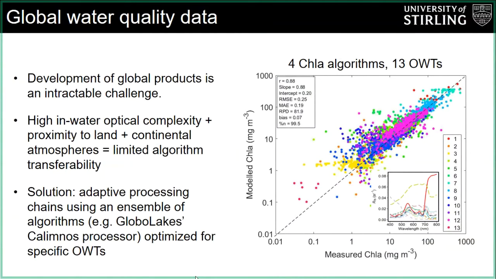So ourselves at the University of Stirling, with colleagues at the Plymouth Marine Laboratory and other groups working internationally, have been trying to solve this problem for a number of years, and one of the solutions that we've come up with recently is the development of an adaptive processing chain, where we're using an ensemble of algorithms that are tuned to specific optical water types, shown in the figure on the right-hand side of your screen. As part of the Global Lakes project, we were able to identify about 13 different optical water types globally, and then we tuned a series of 4 different algorithms to optimize the retrieval of water quality information across those different lake optical water types. You can see the validation results in that plot.